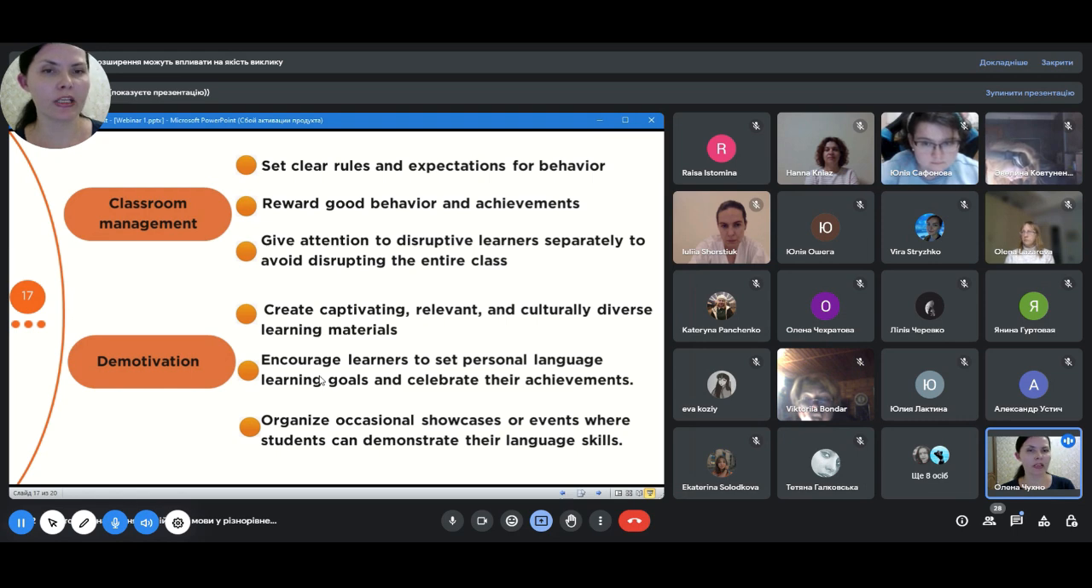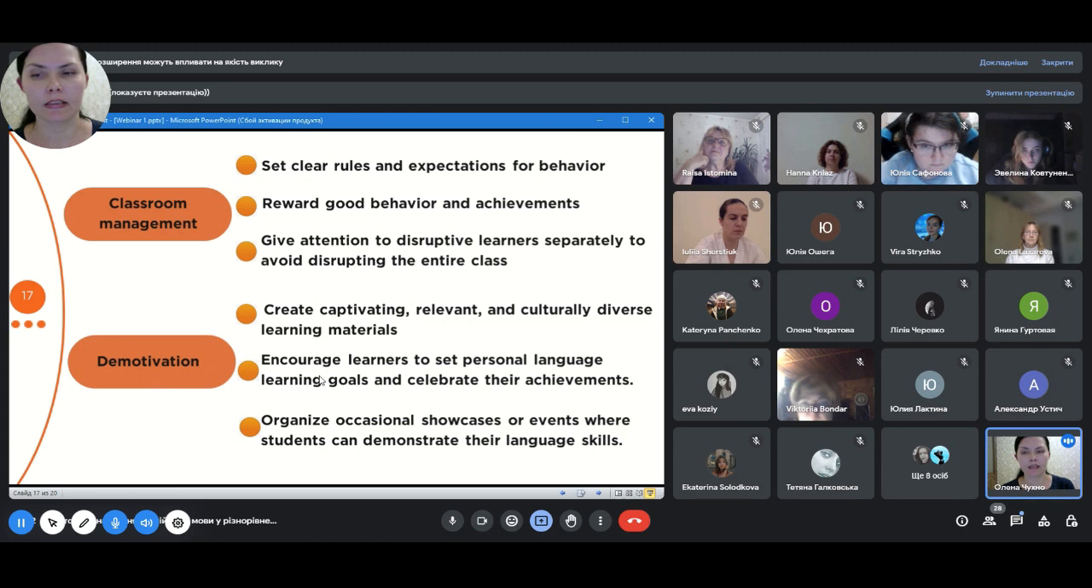So reward good behavior and achievements. We have mentioned that. Yeah, we have mentioned stickers, some free time, so not giving our students homework and so on. And give attention to disruptive learners separately to avoid disrupting the entire class. Yeah, not to waste time at the lesson.